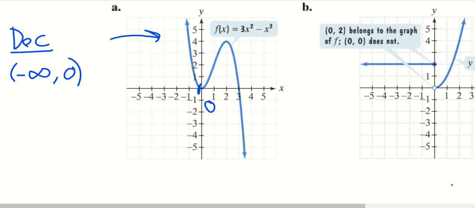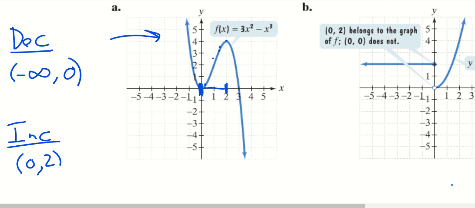Let's continue to read our graph. We're now going to continue to go from left to right. And now one of the things that we notice is that immediately after x equals 0, this graph begins to move up. And it continues to move up until we hit the value x equals 2. So the graph is rising in between x equals 0 and x equals 2. So that's an interval of increase. So it's increasing between 0 and 2.